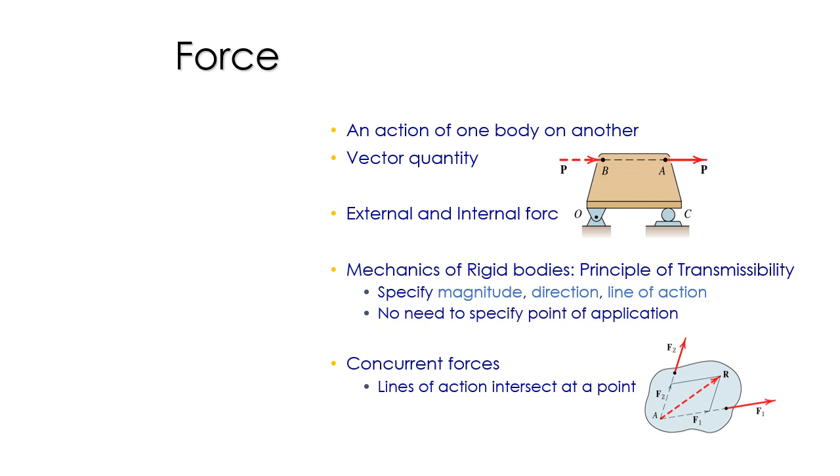So we have concurrent forces. In this force, the lines of action intersect at a point. So the figure on the left shows that F1 and F2 are concurrent forces because if we extend the lines of action, they meet at point A. So therefore, we can call them concurrent forces.